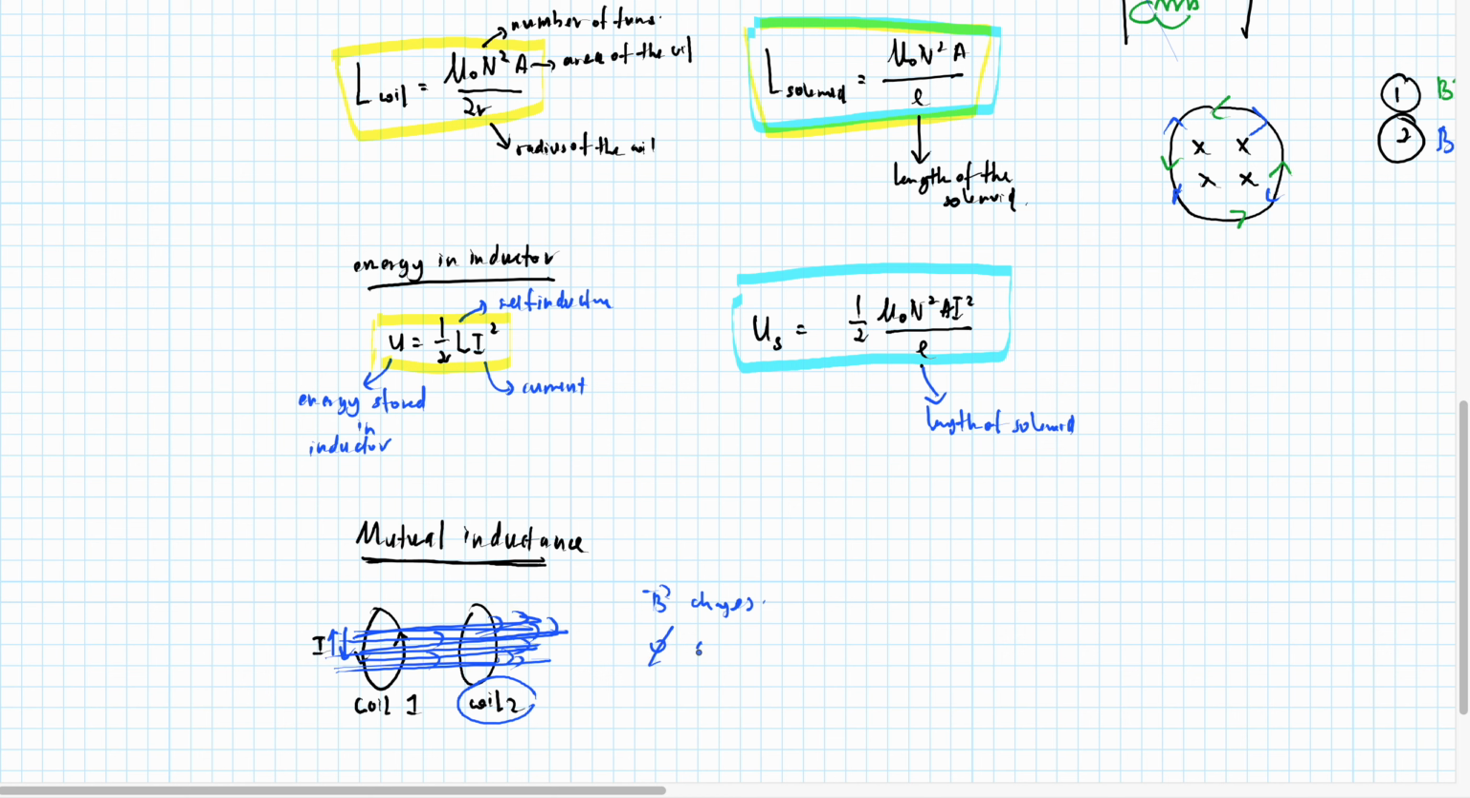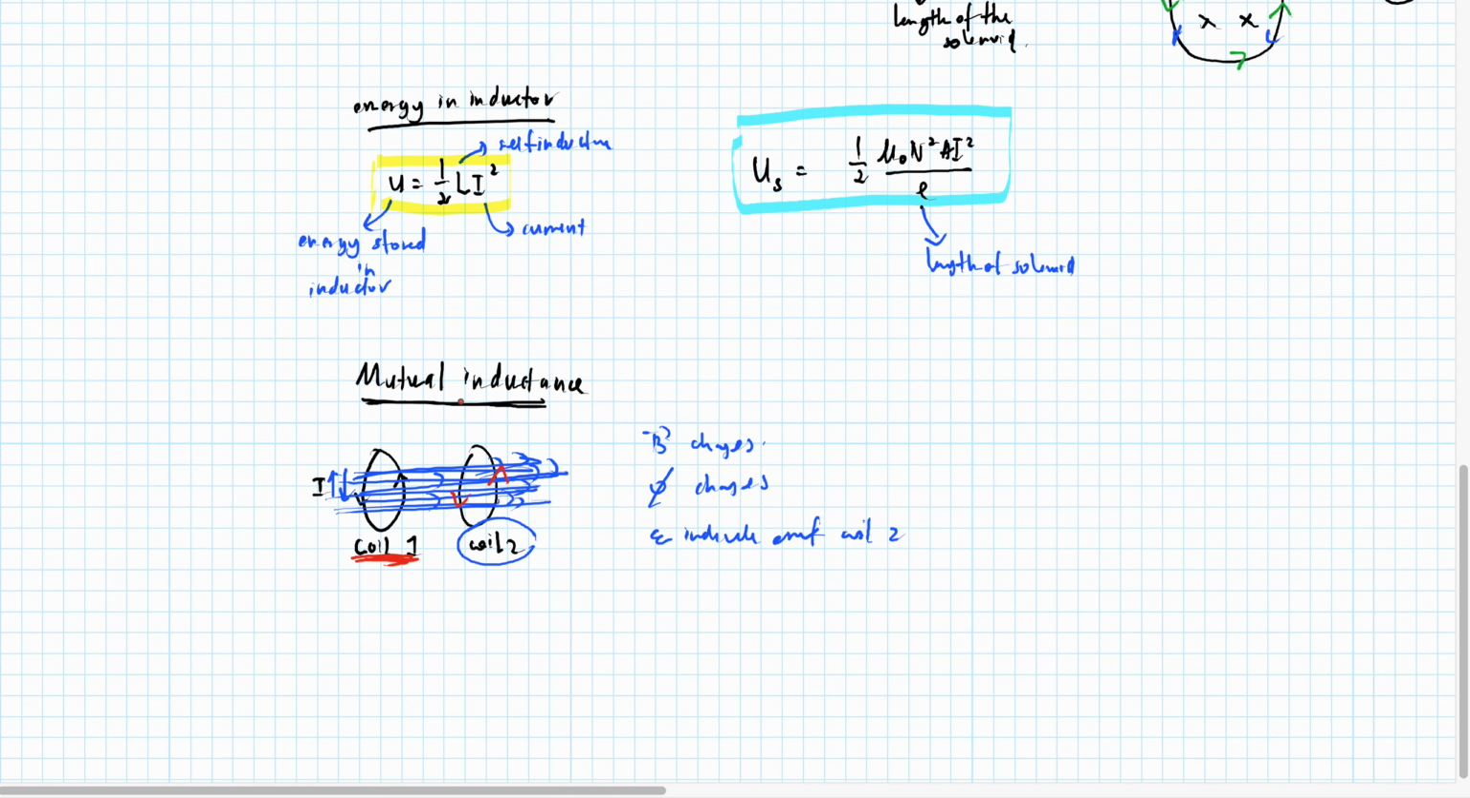So your magnetic flux changes in coil number 2, and it will produce induced EMF in coil number 2. When it produces induced EMF, suddenly coil number 2, which had no current before, now has current, because the current in coil number 1 changed. This means one coil changes, but the other coil is the one that has the induced EMF. So this concept is known as mutual inductance.